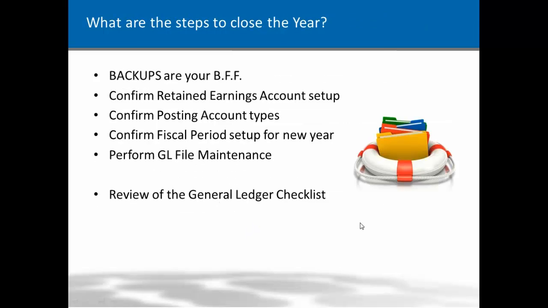So the next steps of the close, again, backups are your BFF. You want to confirm your retained earnings account setup. You want to confirm the posting account types. You can easily set this up as a way to make sure that your posting account types are set up correctly. If you have added new expense accounts and you forgot to change it from balance sheet to profit and loss, those accounts will not close out. They'll roll forward. And so it's very important that you check that out. And you can actually create a smart list to double check those pretty quickly. And I'll show you how to do that when we get over to the Great Plains side of things.